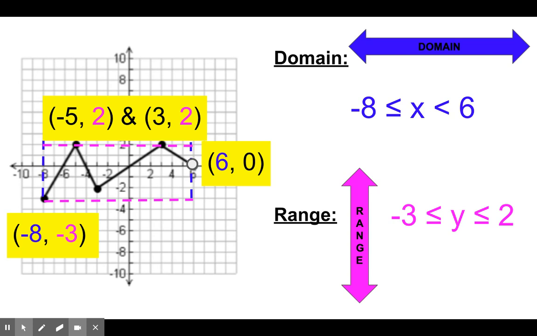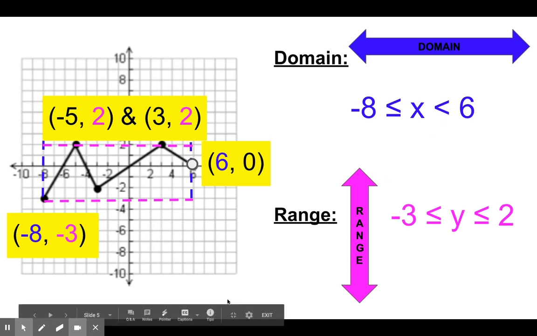This was all about continuous graphs with endpoints. We're going to look in our next video at continuous graphs that go to negative and positive infinity.